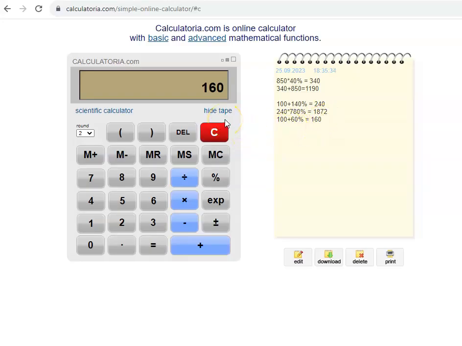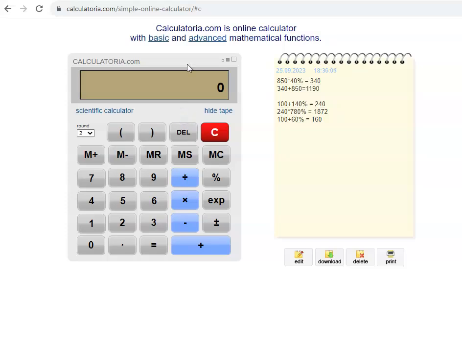This gives me 160%. Now what I'm going to do is clear out my calculator, and I'm taking the selling price, 1,240. I'll then use my division key, and then I'm going to enter 160 and the percent key. This gives me a cost of $775.